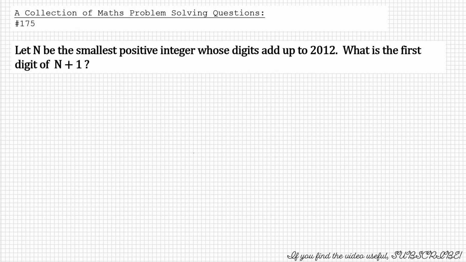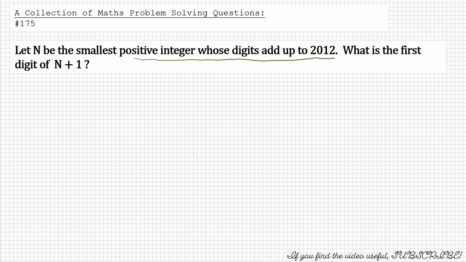Let n be the smallest positive integer whose digits add up to 2012. What is the first digit of n plus 1? Now, what they are saying is the digits of the positive integer have to add up to 2012.